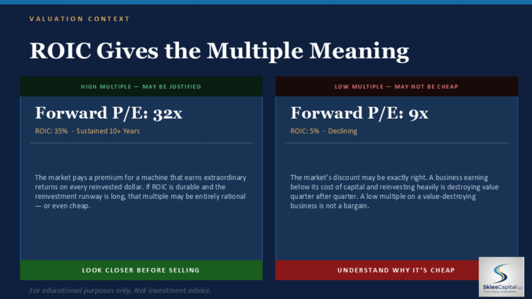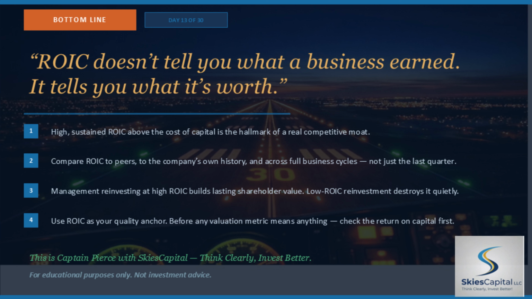And that is the key point. A high multiple on a great business can be rational. A low multiple on a weak business can be a trap. Without ROIC, you are just comparing price tags without understanding what you are buying. ROIC gives the multiple meaning. So let's bring this in for a landing.